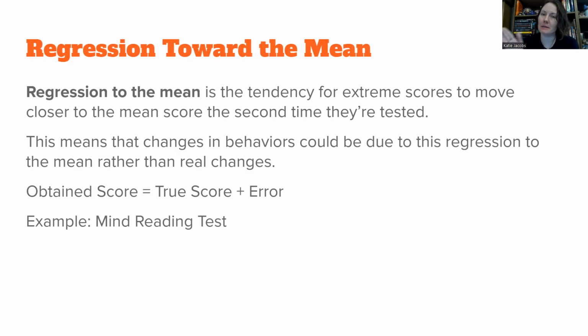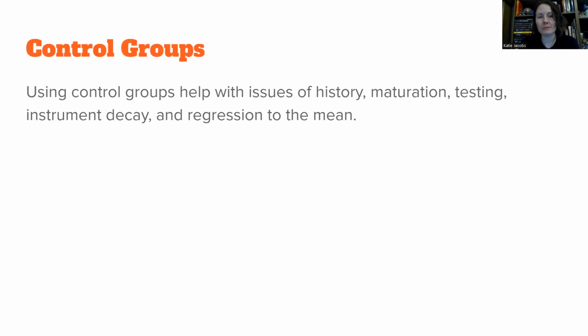What's happening is that people who do poorly the first time, just because they read it again, their scores regress toward the mean. Okay, and that's because of the error that we have in every score that we have. So control groups, using control groups help with issues of history, maturation, testing, instrument decay, and regression to the mean.